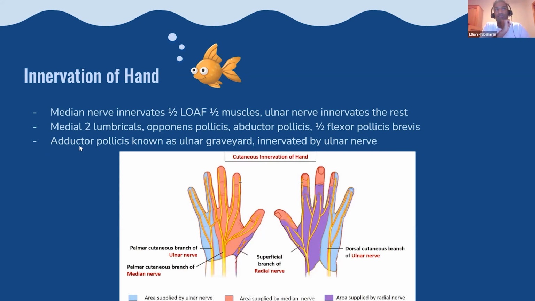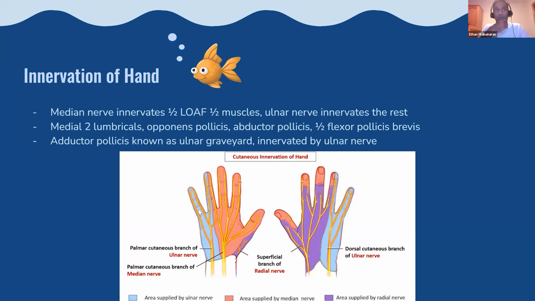Adductor pollicis, which is the ulnar graveyard, remember that's the exception to the rule. It lies in your thenar eminence, but it's actually innervated by your ulnar nerve, despite being a thenar muscle, which is the exception to the rule. But if you think about the lateral two lumbricals, the opponens pollicis, abductor pollicis, and half of flexor pollicis brevis, they generally all lie towards the thumb side.